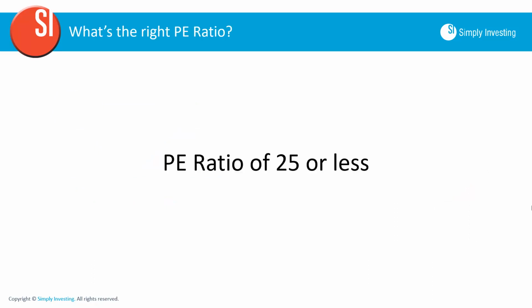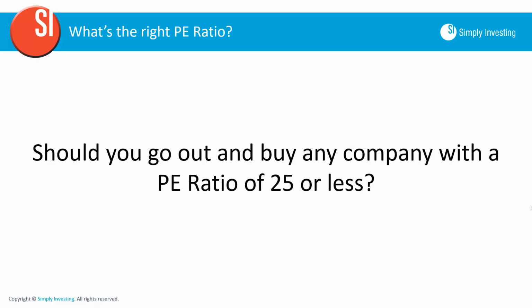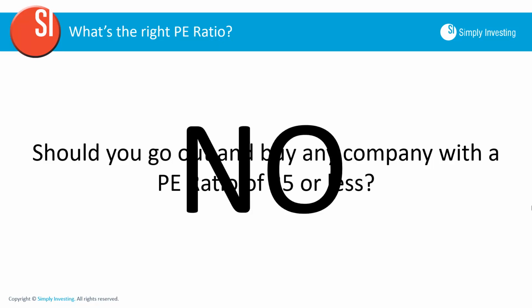What's the right PE ratio to look for? Personally, I like to look at companies that have a PE ratio of 25 or less. There might be some exceptions, but as a general rule of thumb, 25 or less is a good number to start with. Does this mean that you should go out today and buy any company with a PE ratio of 25 or less? The answer is no. There's a couple of more things to check before you go out and invest your hard-earned money in any stock.